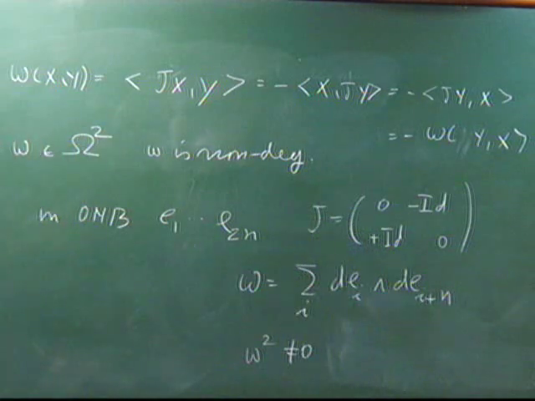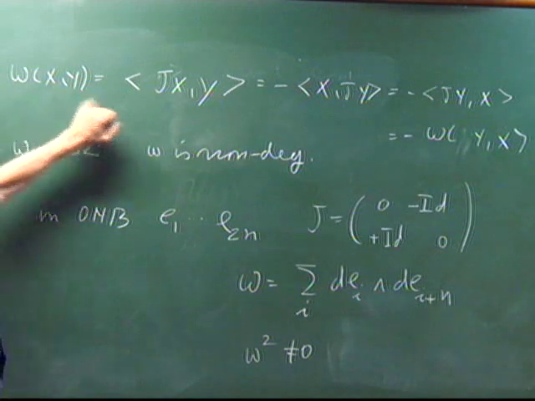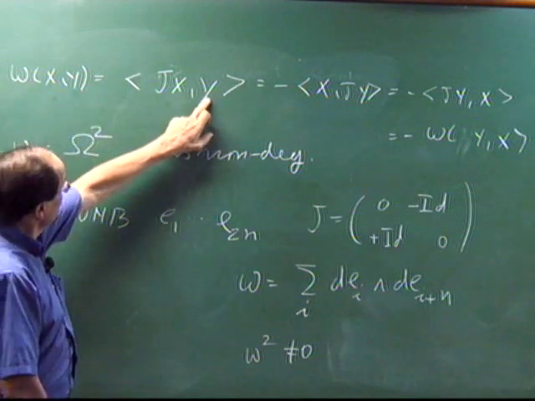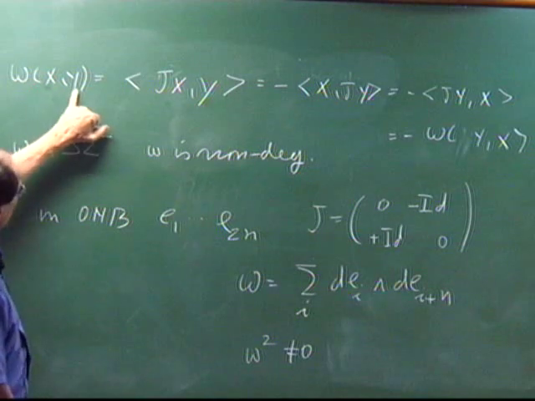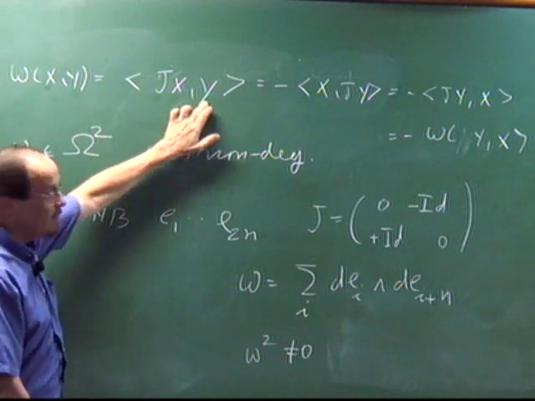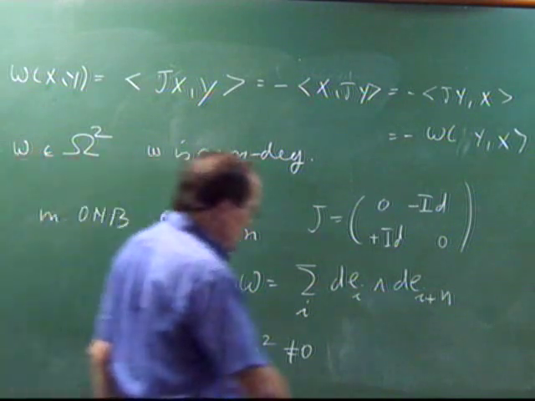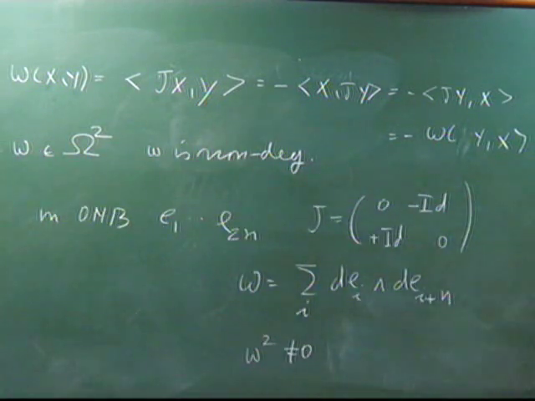Or if you want even simpler, non-degenerate is clear from this formula also, right? Given x, there must be a y that's non-zero. Jx is non-zero because J is a complex structure. Therefore, I can find a y where it's non-zero. So non-degeneracy for omega itself is also clear from the definition. So I always have a non-degenerate two-form associated with such a Hermitian manifold.